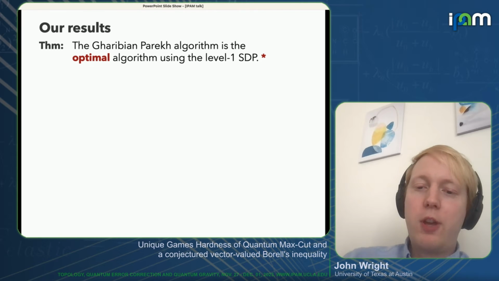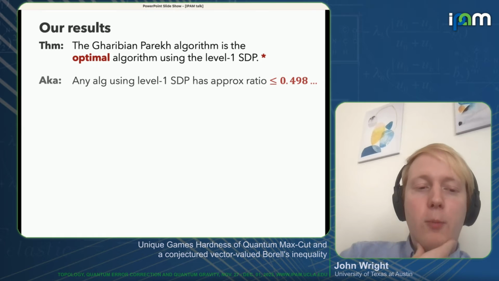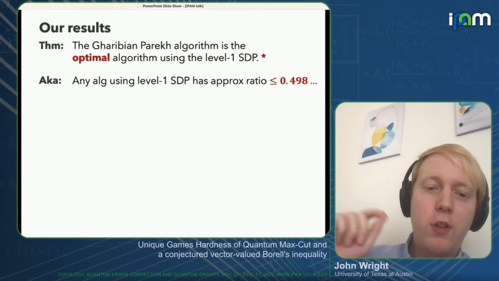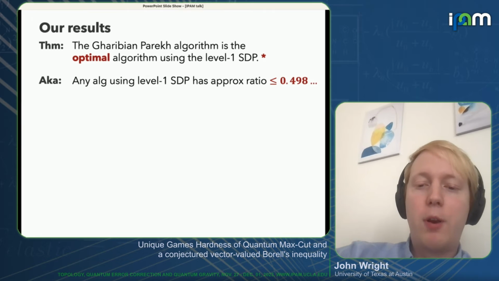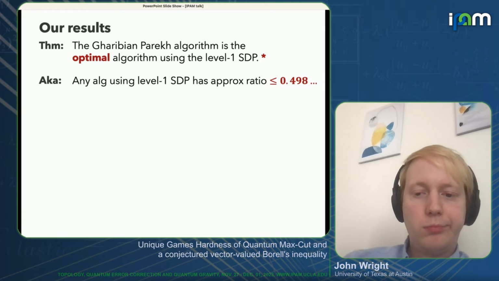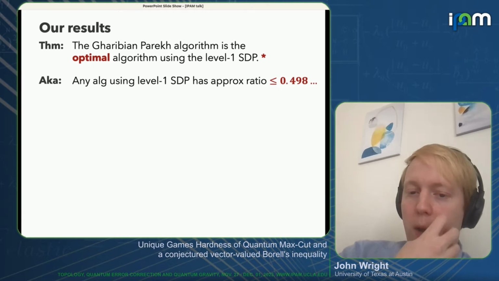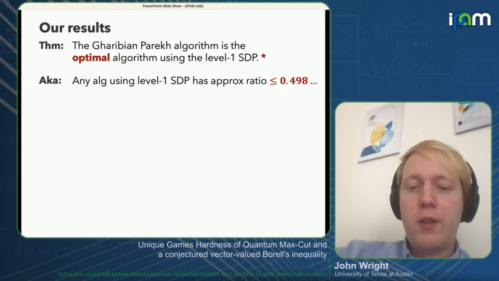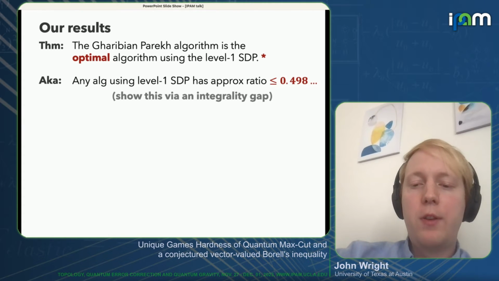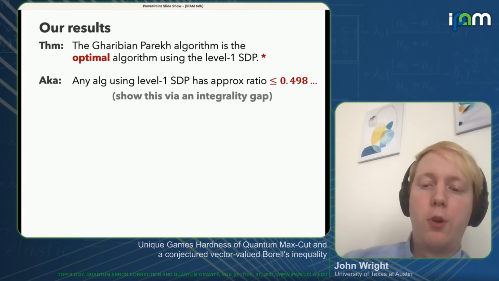So there's one caveat here. Oh, I'll say the caveat later. So in other words, what this says is that any algorithm which uses a level 1 semi-definite program, not just a Gribian-Perec algorithm, has to have an approximation ratio that's at most 0.498. And for those of you in the know, I'll say this again later, but we show this via an integrality gap. So we design an integrality gap instance that has a gap of 0.498.